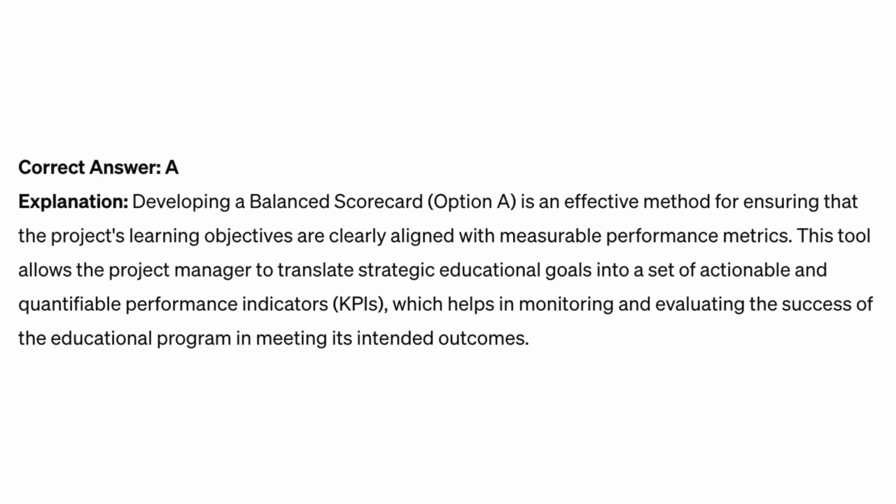Correct answer A. Explanation. Developing a balanced scorecard, option A, is an effective method for ensuring that the project's learning objectives are clearly aligned with measurable performance metrics. This tool allows the project manager to translate strategic educational goals into a set of actionable and quantifiable performance indicators (KPIs), which helps in monitoring and evaluating the success of the educational program in meeting its intended outcomes.